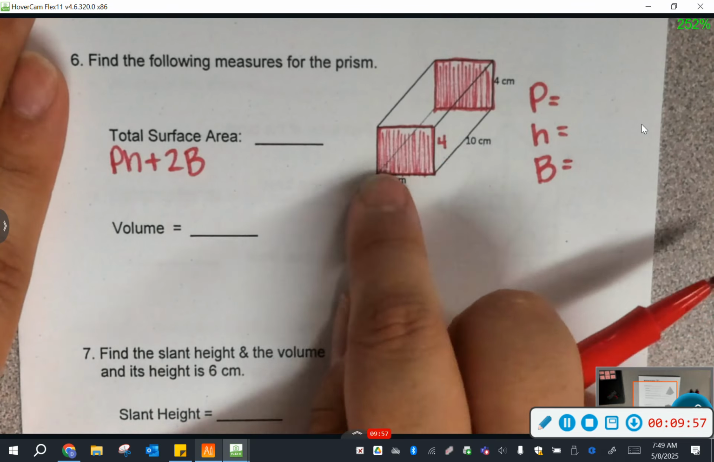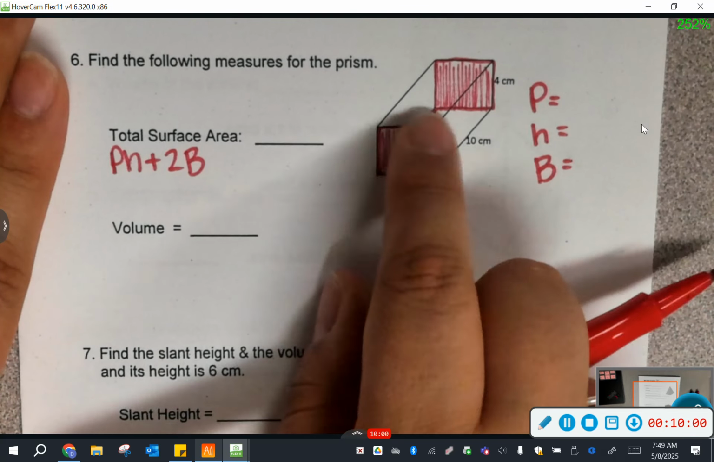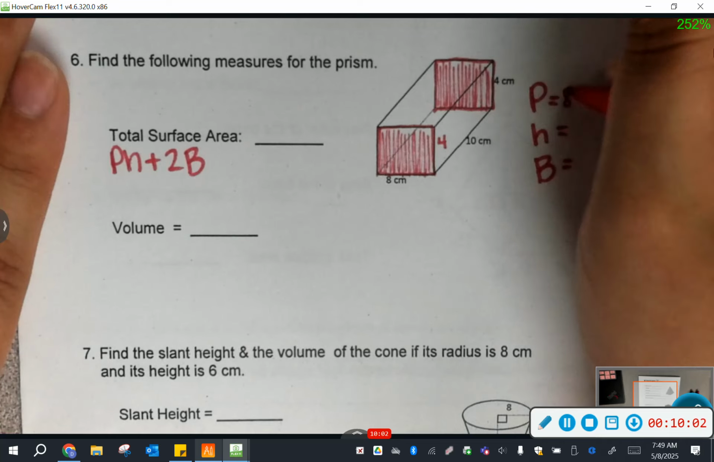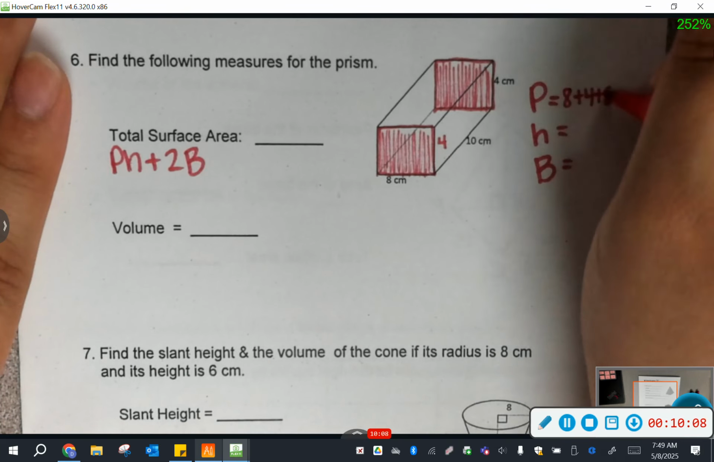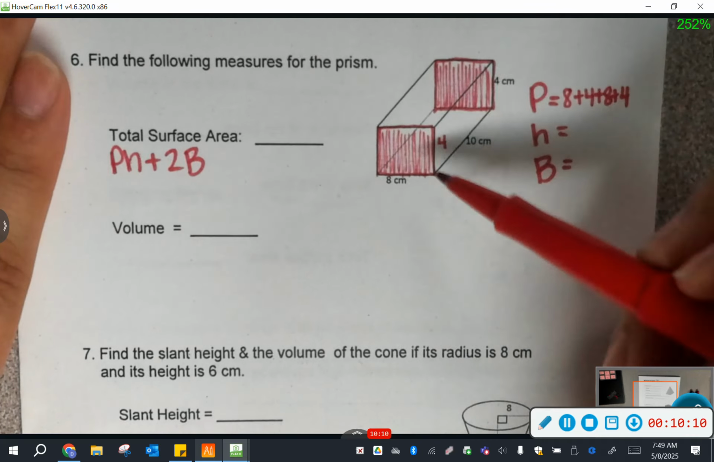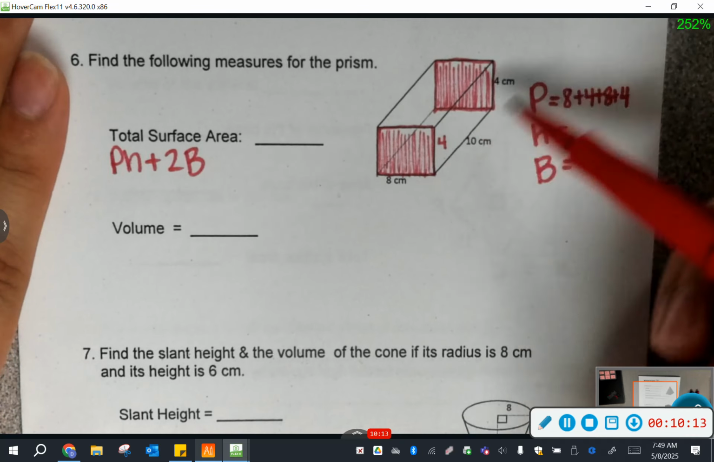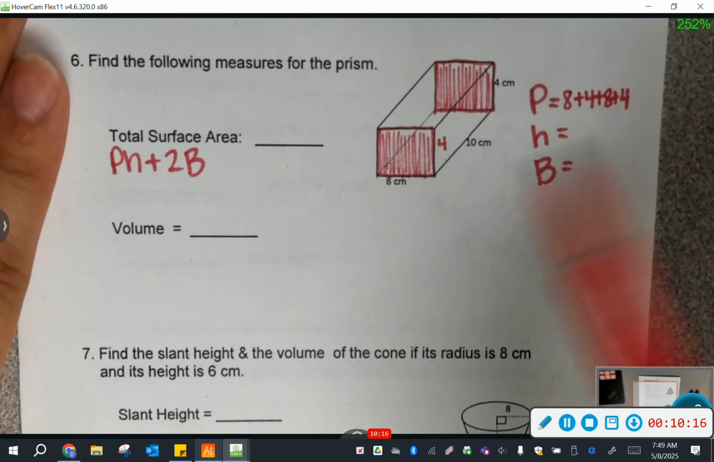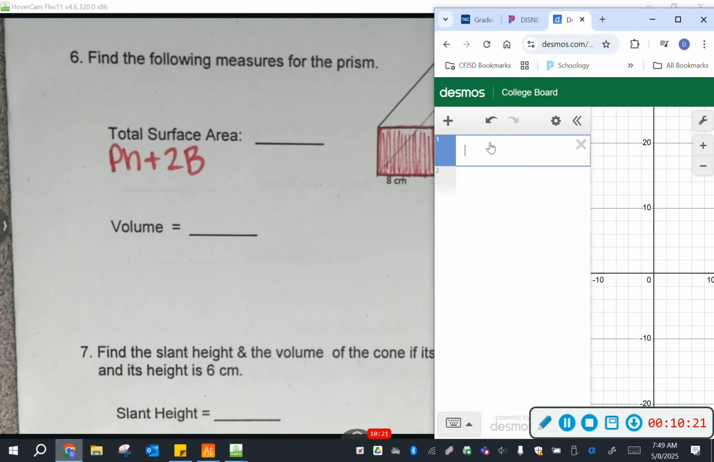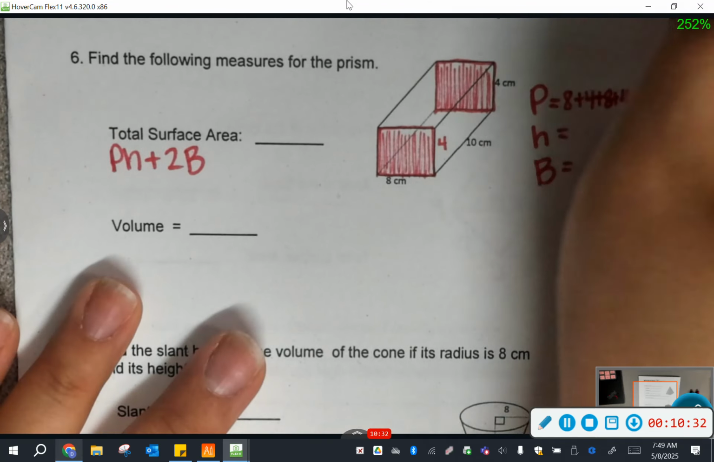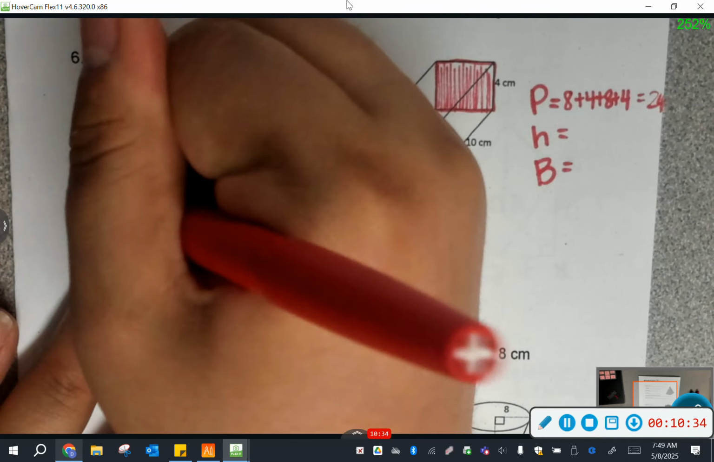What is the perimeter of this base? How do I find that? No, of the one I highlighted though. 8 plus 4 plus 8 plus 4. Now, if you highlighted 4 and 10, that one on the side, that's fine, but your height will be different. So what is 8 plus 4 plus 8 plus 4? It is 24. That is my big P.